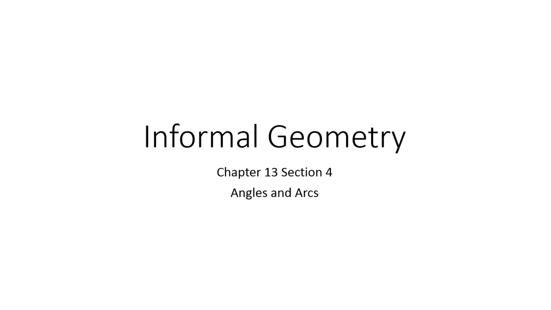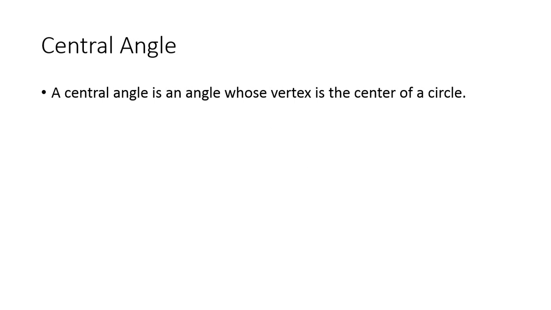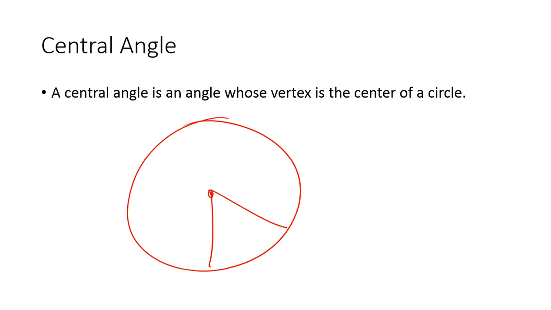Section 4, we're looking at angles and arcs of our circles, and we are continuing on. First thing is a central angle. A central angle is an angle whose vertex is at the center of a circle. If you have a circle and you draw an angle out from the center, this angle right here would be called a central angle. A central angle is any angle that is formed at the center. Those are central angles of our circles.